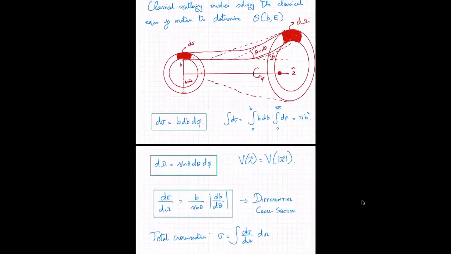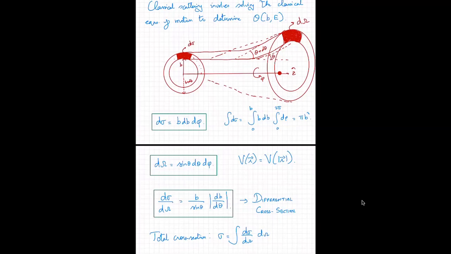Sir, in the dσ integral, it should be 2πb db. So the limit should be b to b plus db, right? It is an annular ring. Sir, the total area of the annular ring, which would be the integral of dσ that you have written, the limit should be from b to b plus db. So that we'll get 2πb db. That would be the area of the annular ring.